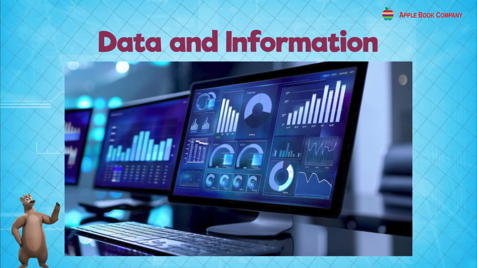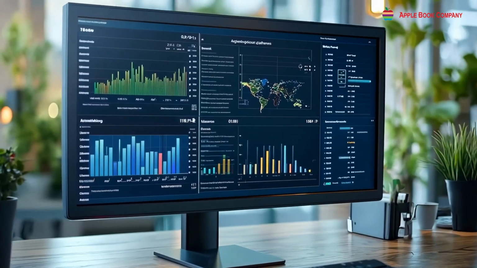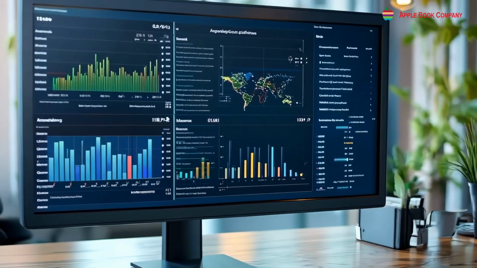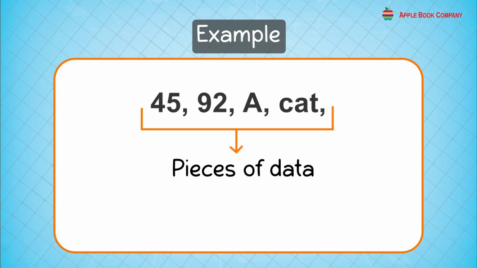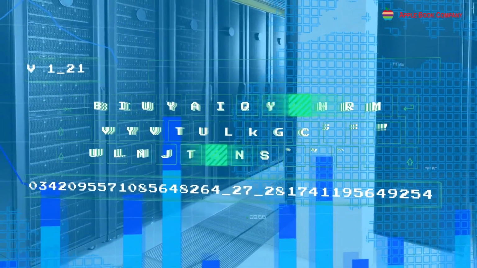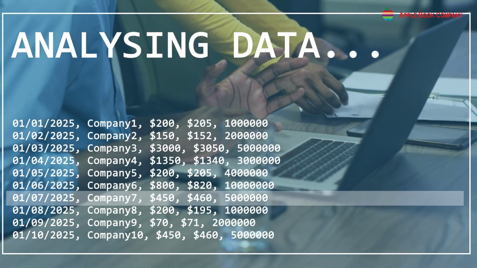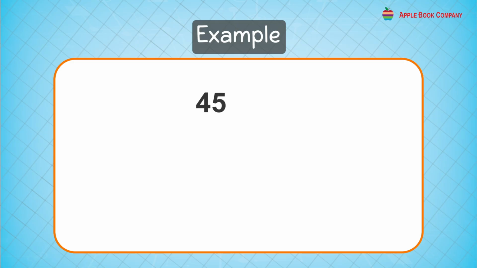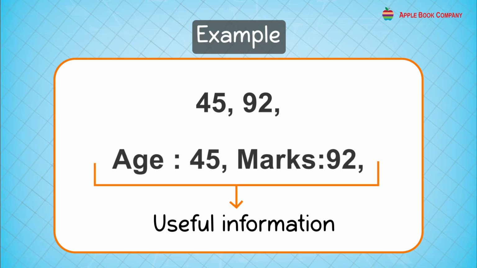Data and information. Data refers to raw facts and figures like numbers or words that have no particular meaning on their own. For example, if you see 45, 92, A, cat, these are just pieces of data. However, once this data is processed and organized, it becomes information. Information is meaningful and helps us make decisions. For example, if we organize the data 45, 92 as age 45 marks 92, it becomes useful information.